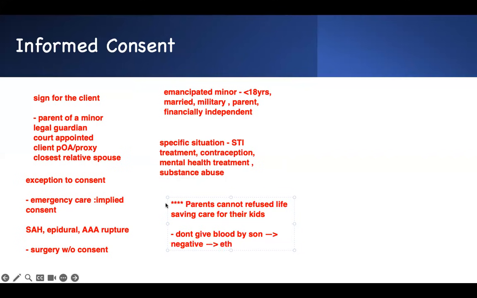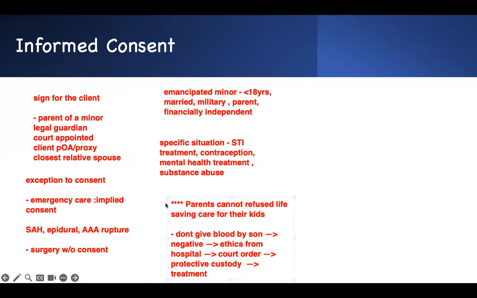We're going to call the ethics people from the hospital. They will get a court order, get protective custody for somebody to take care of the kid, and then we will treat the patient. We don't want the kid to die because you said you're a Jehovah's Witness and you don't want blood.